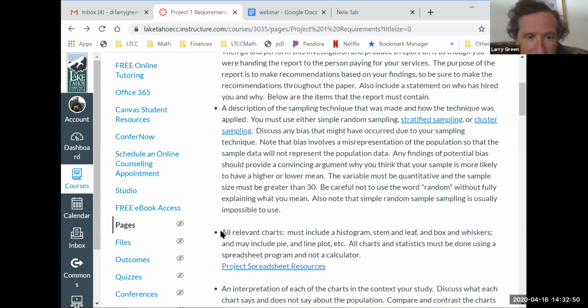Okay, so then you must include all the charts. You must include a histogram. You must include a stem and leaf. And you must include a box and whiskers. If it's relevant, you can include other charts, but these 3 must be there.